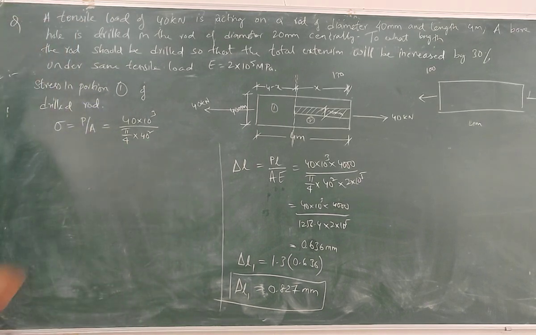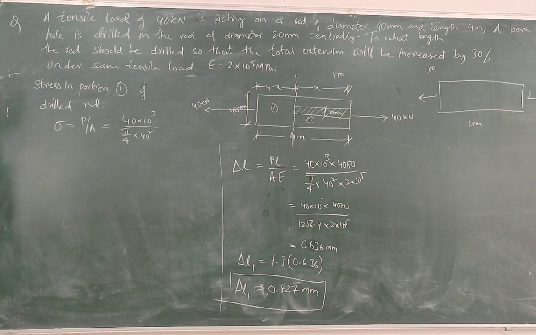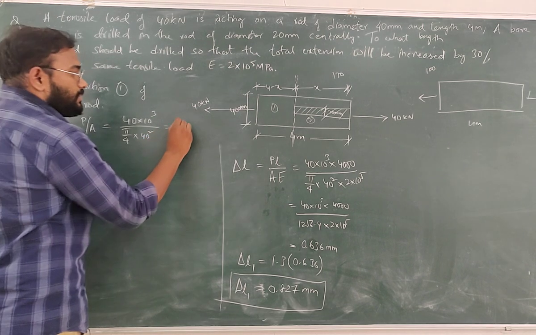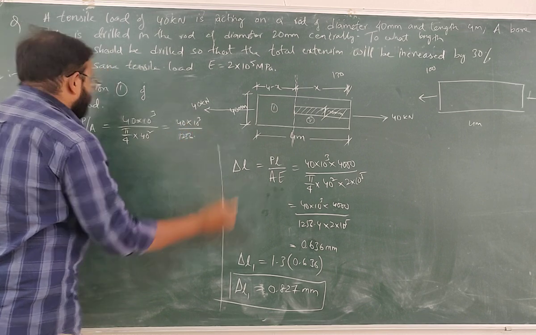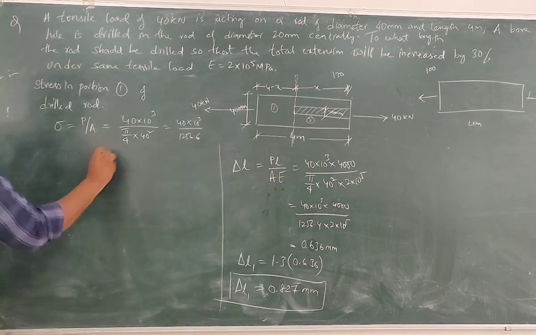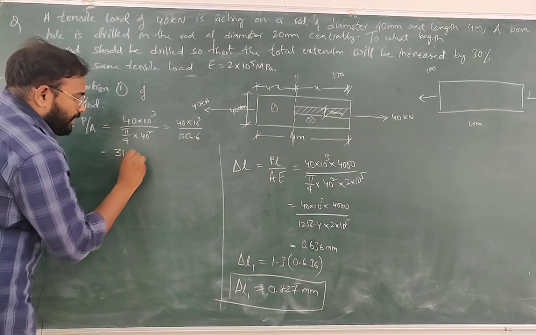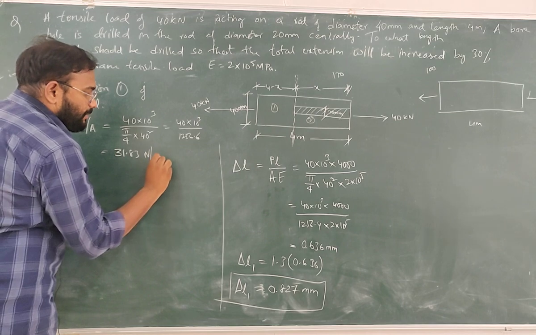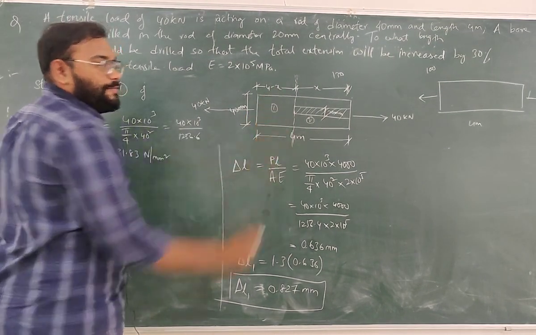So stress P by A is 40 into 10 power 3 divided by pi by 4 into 40 square. Tell me what is the answer? 40 into 10 power 3 divided by 1256.63. What is the answer? 31.83 Newton per millimeter square. This is the stress developed in portion 1.